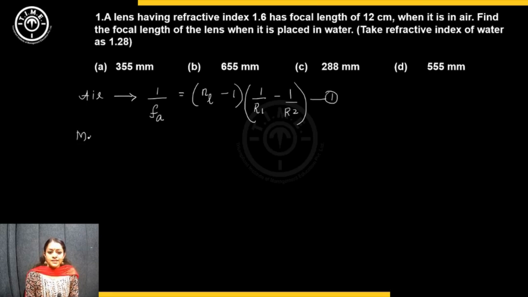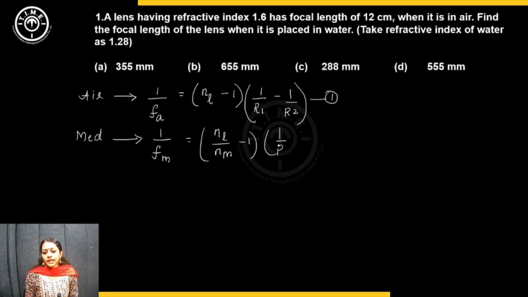Now, when the lens is kept in another medium, let the new focal length be Fm. We can apply Lensmaker's equation: 1/Fm = (NL/Nm - 1)(1/R1 - 1/R2). There will be no change in the curvatures of the lens when it is immersed in the medium, but here you have to include the term Nm also, which represents the refractive index of that particular medium.